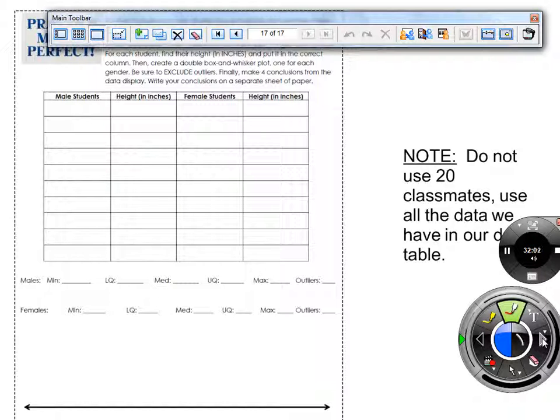Okay. Then at the end, there's this thing that tells you to create a double box and whisker plot. So two separate box and whisker plots just put on the same graph. One about female height and one about male height. I'm not going to have you walk around and collect data because we already have this data. Okay. It is shared with you in your Google Drive as the responses to the survey.